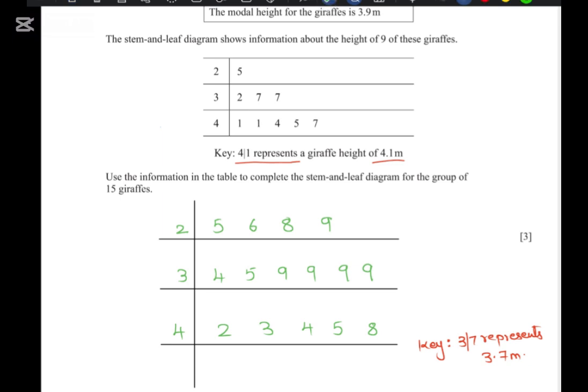You can count again, all 15 are there. 1, 2, 3, 4, 5, 6, 7, 8, 9, 10, 11, 12, 13, 14, 15. And our smallest value is 2.5, the greatest is 4.8. 3.9 is repeated more than 3 times and it is also the modal height, and all the other conditions are met. And we also wrote the key here. Okay, let us not skip this. Let us write here 7. This is done.